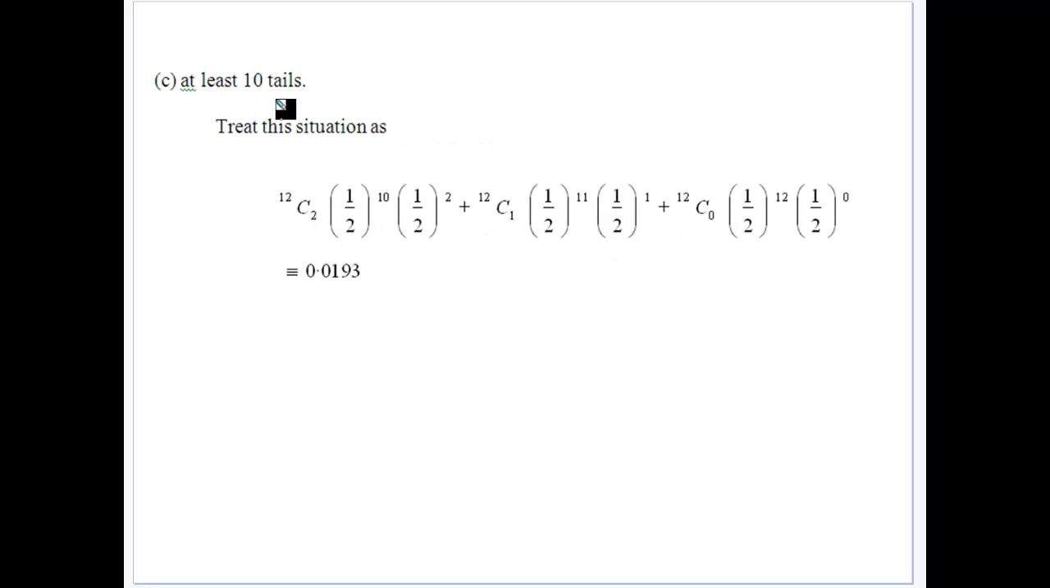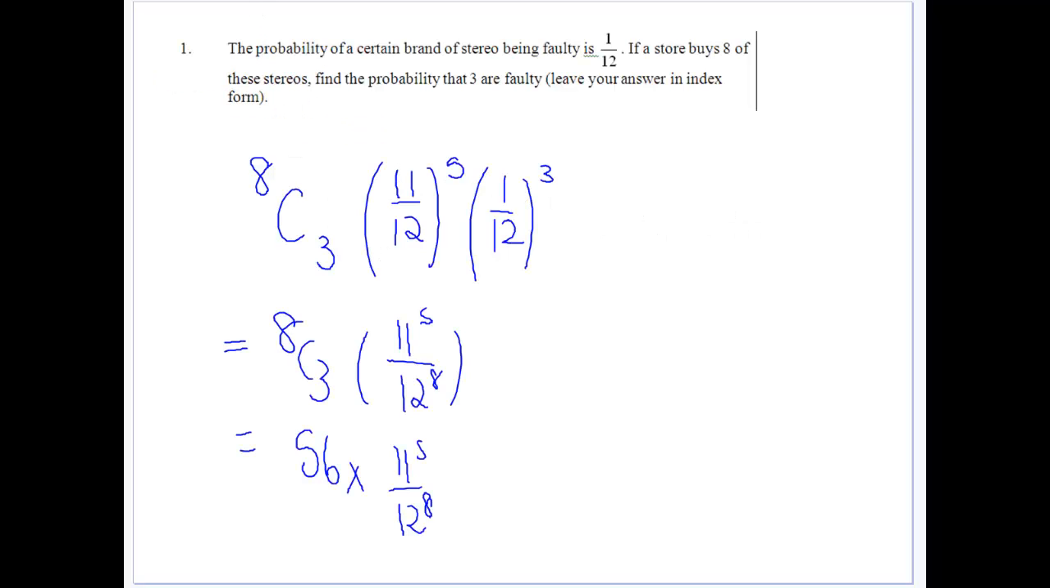At least 10 tails. Again, looking at our language here, if we get at least 10 tails, it means we could get 10 tails, 11 tails, or 12 tails. So we can treat this as 12C2, 10 tails and 2 heads, 11 tails and 1 head with the 12C1, and 12C0 would be 12 tails and no heads. Remember, that could be written as 12C12, 12C11, 12C10. Would work out exactly the same.